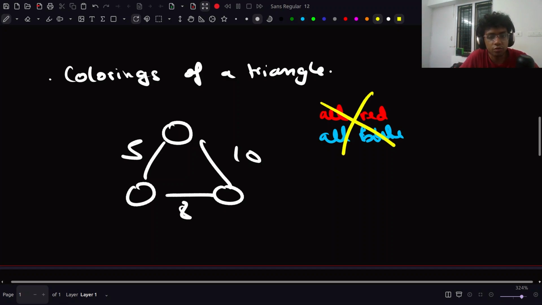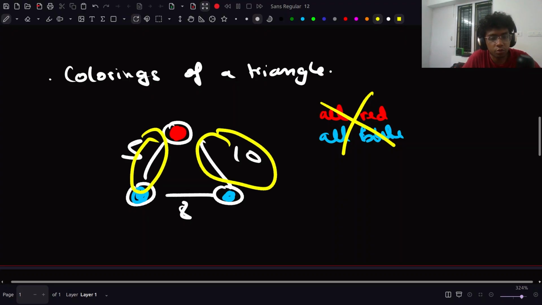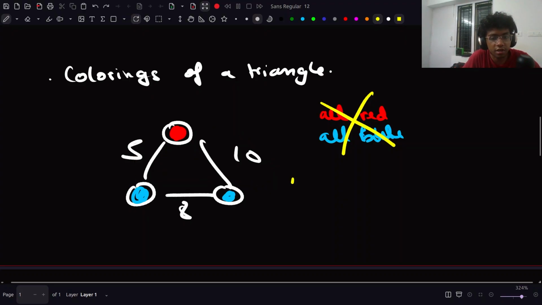What we should try is to keep some red and some blue, right? So now what happens if we keep one red and two blue? If we keep one red and two blue, then the edges which are connected to the red, like this one and this one, they will get summed up to the weight. So for example, if this was the arrangement, it would be 15. The total weight this would add would be 15, right?